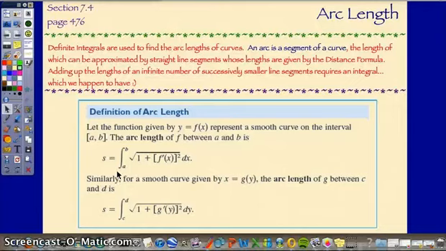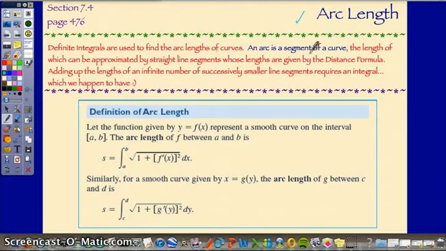Hi boys and girls, this video comprises the lecture for section 7.4 starting on page 476, and we're going to be discussing arc length. This section also contains area of a surface of revolution, but that topic is not necessary for the BC exam. However, arc length is, so we're going to talk about that here and not worry about surfaces of revolution for now. Definite integrals can be used to find arc lengths of curves.